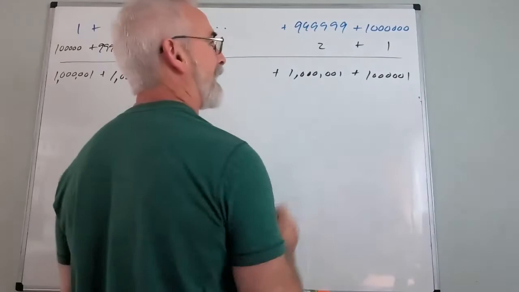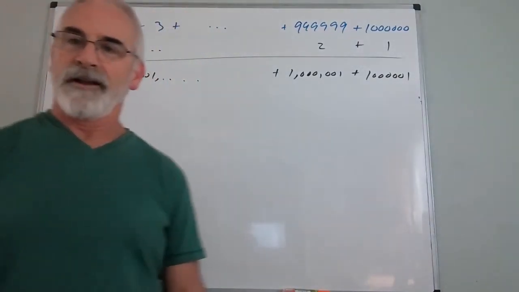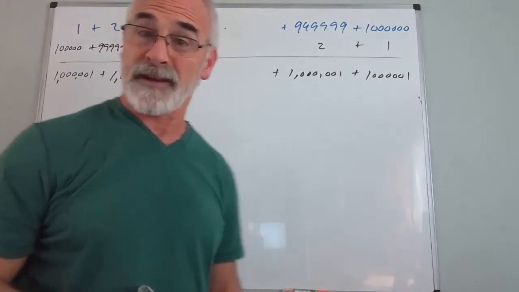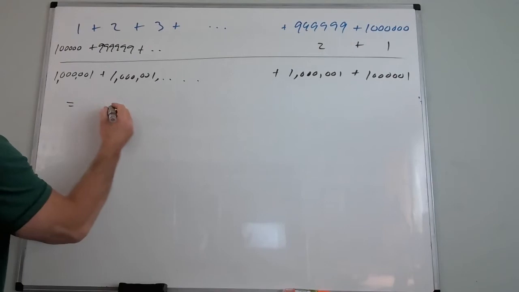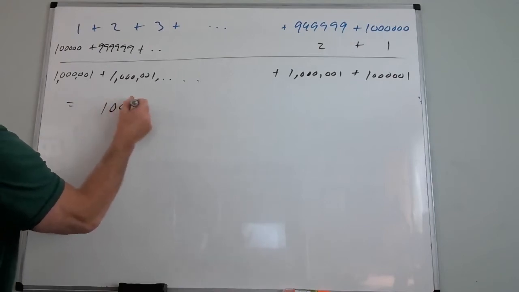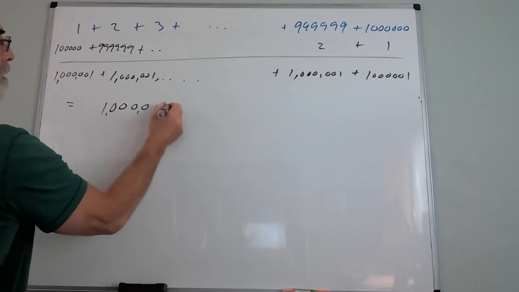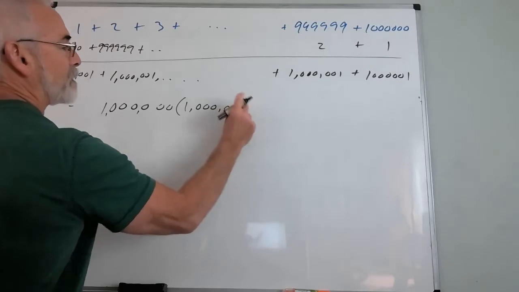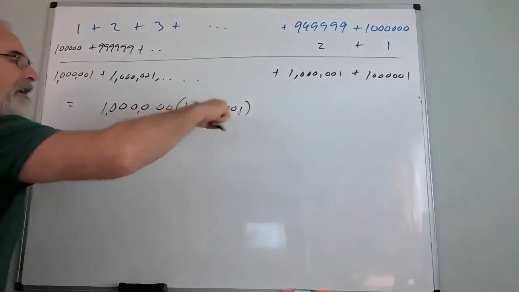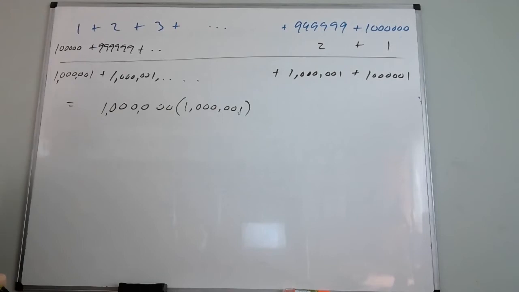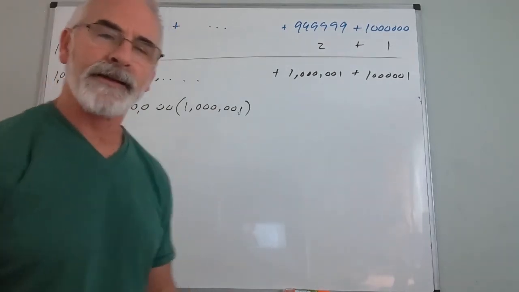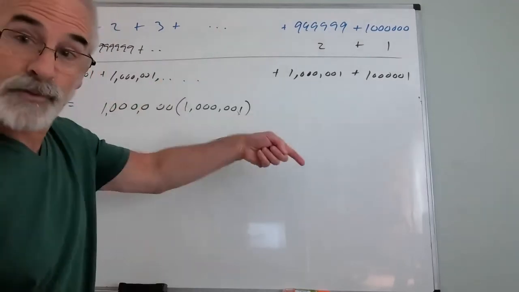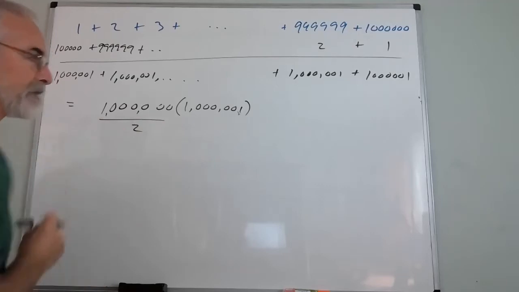So he noticed that if I just write the numbers in reverse order and I add them vertically, I'm going to have 1,000,001. Now, how many times am I going to have 1,000,001? I'm going to have 1,000,001 a million times. Now, is this the answer, folks? Is this the answer? Anybody? No, not quite. Why? Because you've got to divide it by 2, because I just did it twice. So this is the answer.